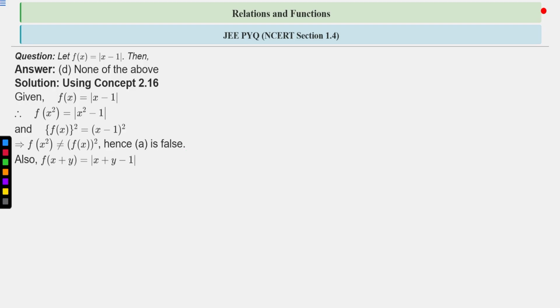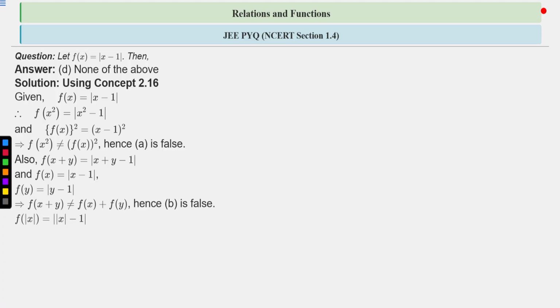Also, f of x plus y will be equal to mod of x plus y minus 1. And f of x is equal to mod of x minus 1, and f of y is equal to mod of y minus 1. So f of x plus y will not be equal to f of x plus f of y. Hence, option B is also false. Let us check option C.